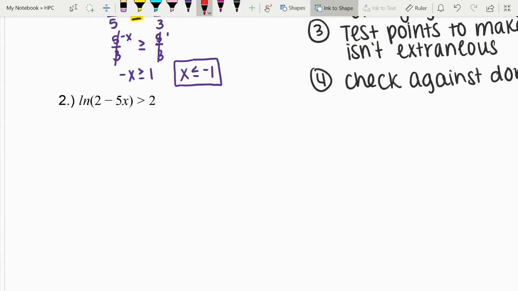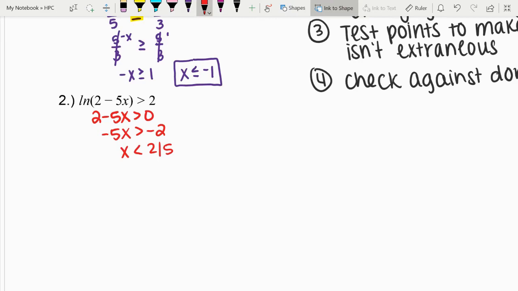In number 2, we have the natural log of 2 minus 5x is greater than 2. Since we do have the natural log, we first want to find out the domain. So I'm going to take 2 minus 5x and make sure that that is greater than 0. Let's solve for x. So we have negative 5x is greater than negative 2. X is less than 2/5. So make sure that you do flip your inequality sign. And then once we solve this inequality, we do want to double check our final answer to make sure that it satisfies this domain.